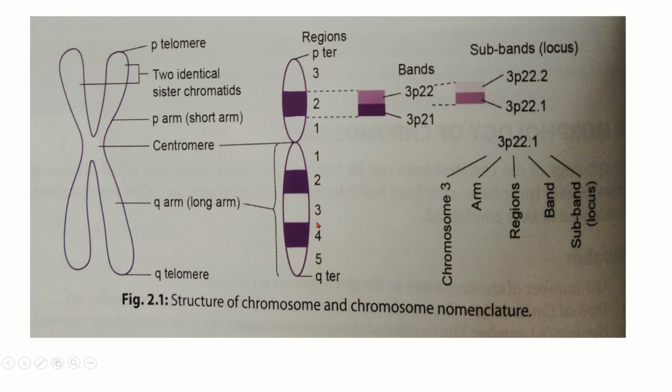You can see here, these 1, 2, 3 are the regions. Within a region there are bands, and within a band there are subbands or locus. Suppose I write 3p22.1. 3 stands for chromosome 3, p stands for whether it is the short arm or long arm, and then 2 stands for the second region in the short arm, and the next 2 stands for the second band in the second region, and the next 1 stands for the subband or the locus. Between the band and subband we need to keep a dot. This is how the chromosomal nomenclature is read.